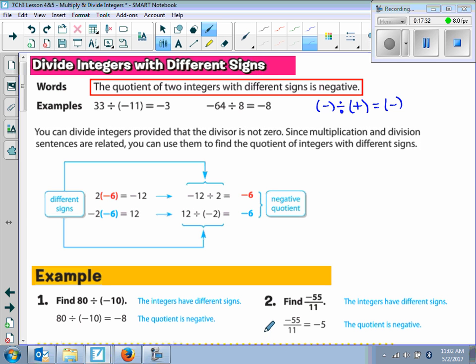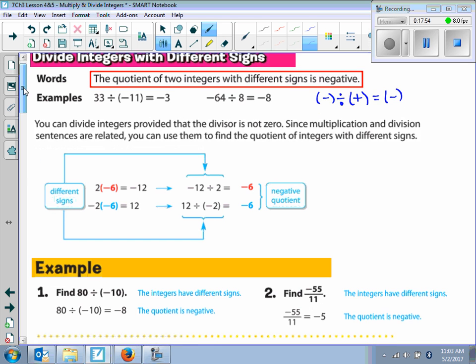Very good. Now, different signs, answer is negative. Does that sound familiar to you? It's the same thing with multiplication. If you are multiplying different signs, your answer is going to be negative. If you are dividing different signs, your answer is going to be negative. Is everybody clear?